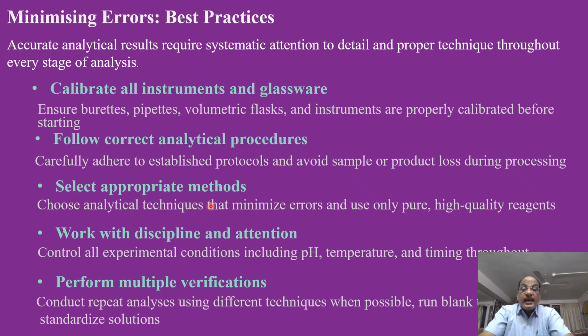The most important point is to select an appropriate method. Choose the analytical technique that minimizes error, and use only pure and high quality reagents. This factor is again important because without using quality reagents, our results are wrong. So use standard reagents for analytical purposes. Our best practice is to purify the compound before doing the experiment. While working in the laboratory, you must work with discipline and attention. Control all the experimental conditions, including pH, temperature and other conditions, throughout the experiment. If possible, use a buffer solution to control the pH. If possible, use a thermostat for controlling the temperature.